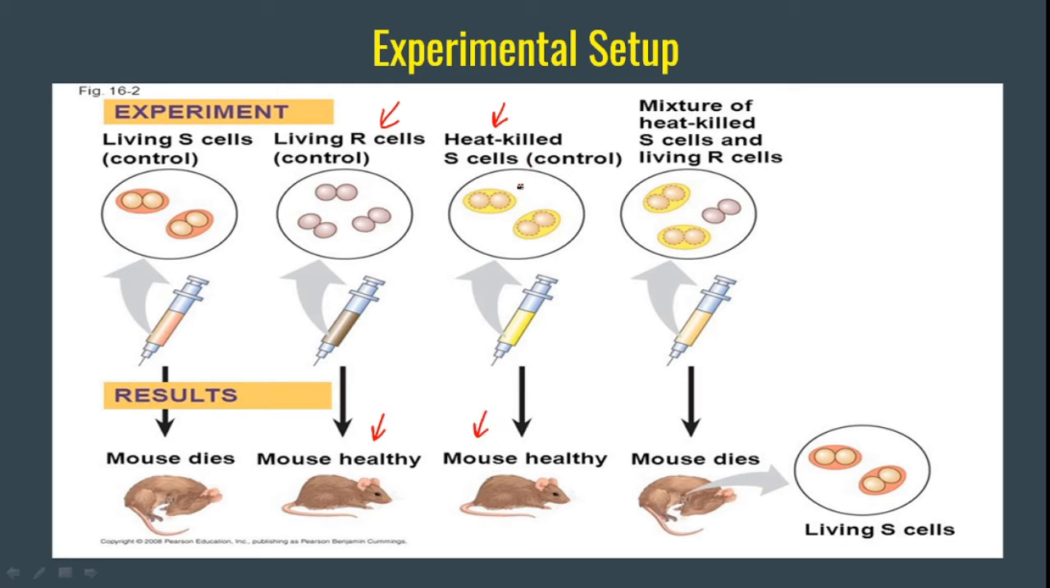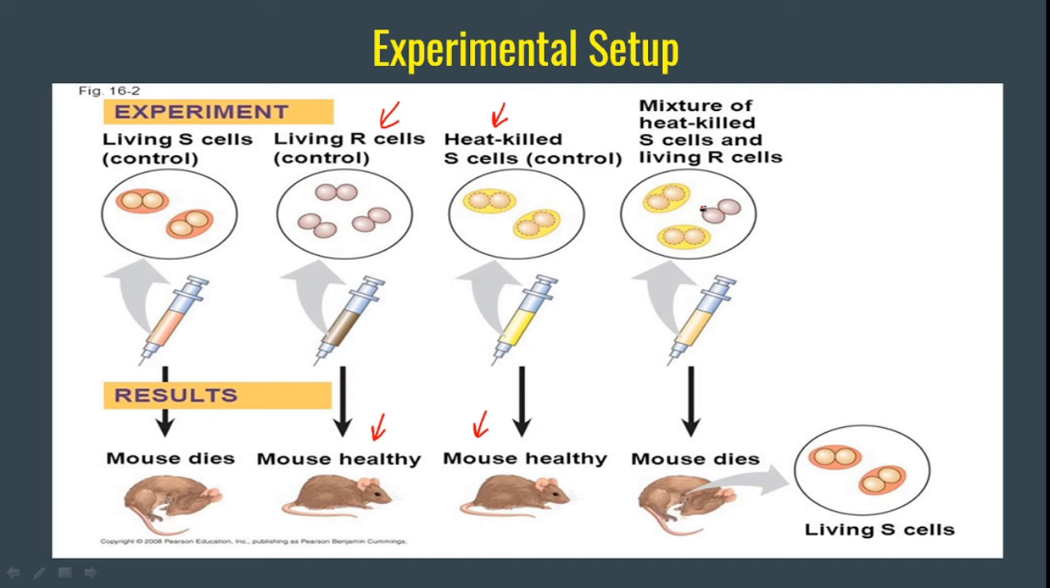In the next set of experiments, Griffith heat killed the S strain and injected the heat-killed S strain bacteria into the mice, and he found that the mouse remains healthy. As he heat killed the S strain, he concluded that the S strain has lost its pathogenicity, so the mice remain healthy. In the next experiment, he took a mixture of heat-killed S strain and living R strain and injected this mixture into the mice. The interesting results came from this experiment.